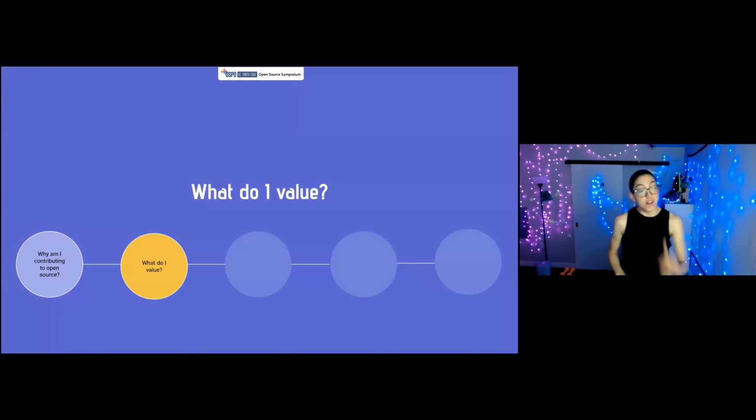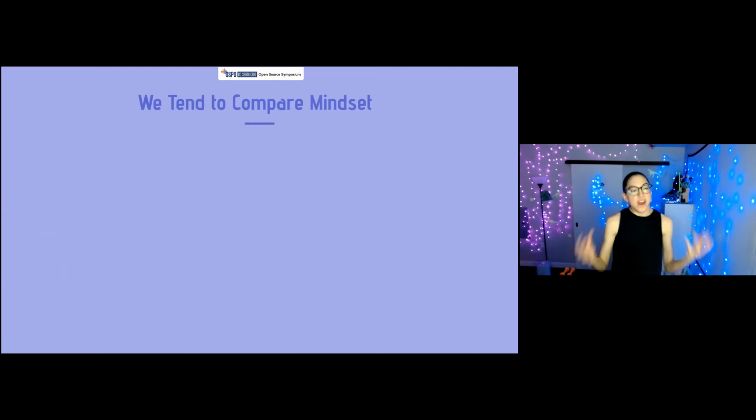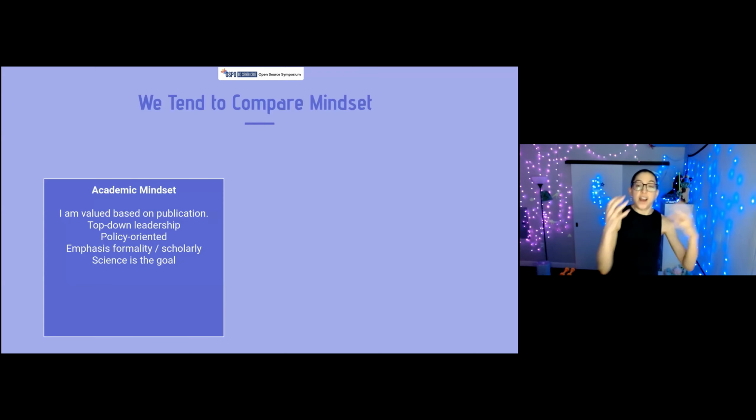Speaking of these values, this is the second question that I think is really important to ask when you're doing open source introspection. What do I value? So one thing I've noticed is that when we're interacting with the community, we can tend to compare mindset. For example, you may have an academic mindset. I am valued based on my papers. We have top-down leadership, student up to professor. We have lots of rules and policy because this organization is huge. When I go to a conference, I must be professional and scholarly and a little bit serious. And also science is the total underlying goal.